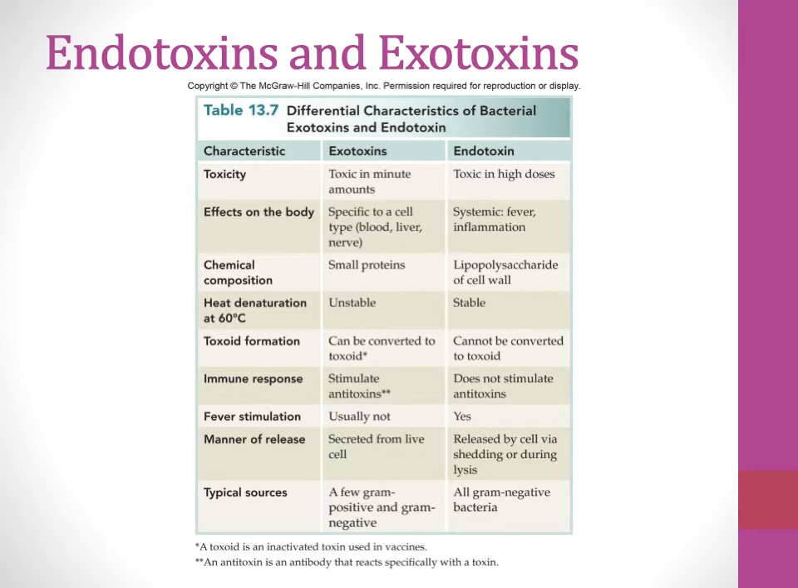Also, these exotoxins are going to be specific to a cell type. The cell has to have a receptor to bind that exotoxin, that protein, in order for it to have an effect on the cell, and not all cells will have a receptor for it. So these exotoxins become very specific to a certain organ or tissue. But because of that, you only need a small amount of them in order to get the effect.